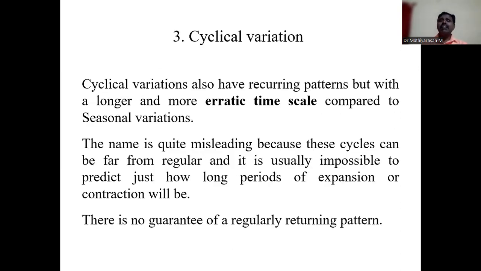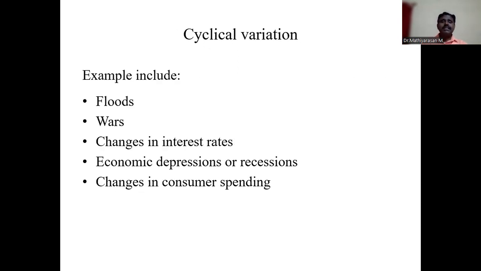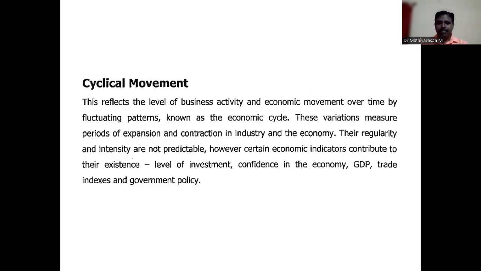Cyclical variations also have recurring patterns, but with a longer and more erratic time scale compared to seasonal variations. The name is quite misleading because these cycles can be far from regular, and it is usually impossible to predict just how long periods of expansion or contraction will be. There is no guarantee of a regularly returning pattern. Examples include floods, wars, changes in interest rates, economic depressions or recessions, and changes in consumer spending.